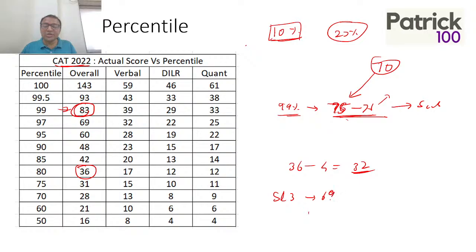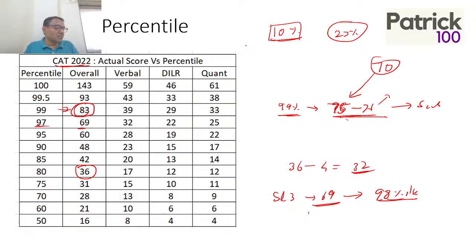So 69 in slot 3, where will it come overall? I'm assuming that 10% reduction in the scores. So if 75 is 99 percentile, I think it will be around 98 percentile. The 69 row here is 97 percentile, but I remember there's a 10% decrease in the score. So I'm assuming a 98 percentile at 69 marks is what I'm approximately saying.